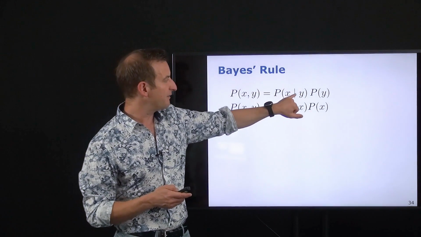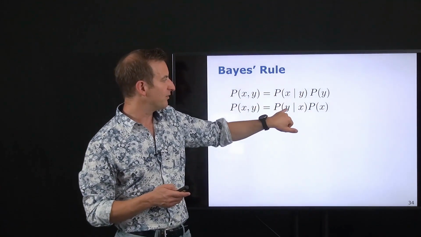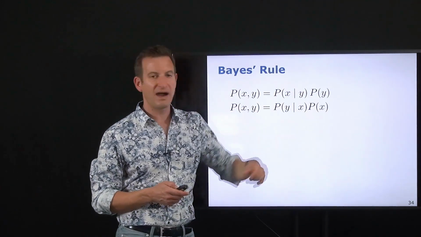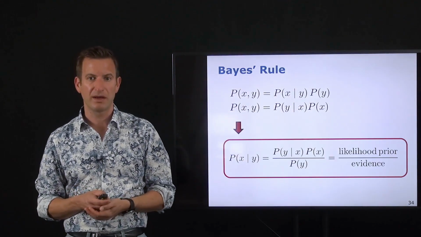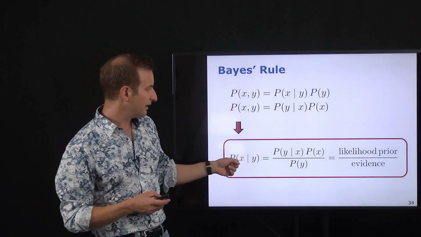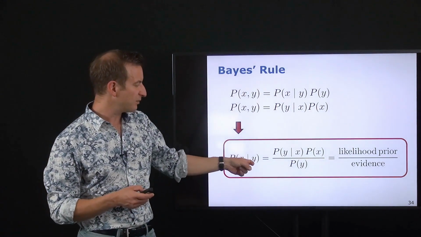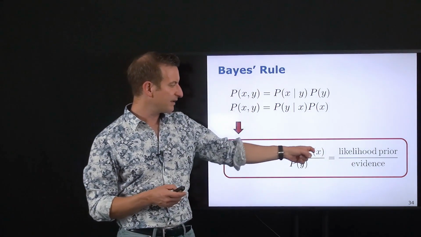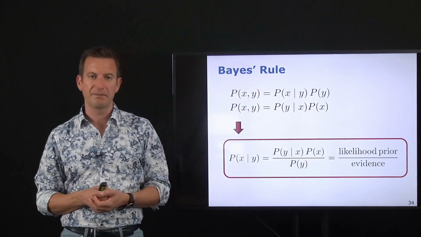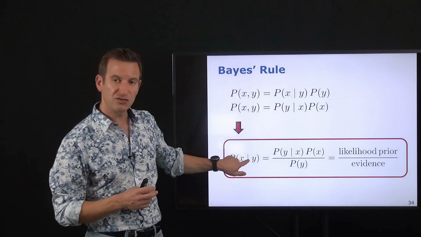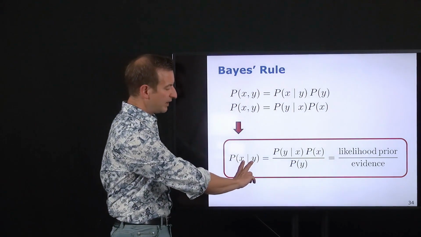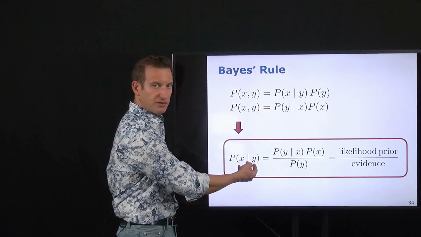So I can say P of X given Y is equal to P of Y given X times P of X divided by P of Y. And that's all what Bayes' rule is about. So Bayes' rule tells me P of X given Y is P of Y given X times P of X divided by P of Y. What we can do with Bayes' rule is, if we have such a distribution, we can use it in order to swap those two quantities.